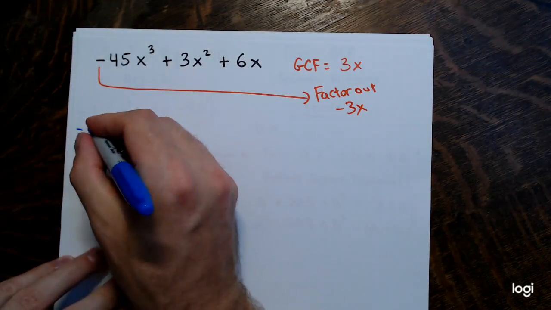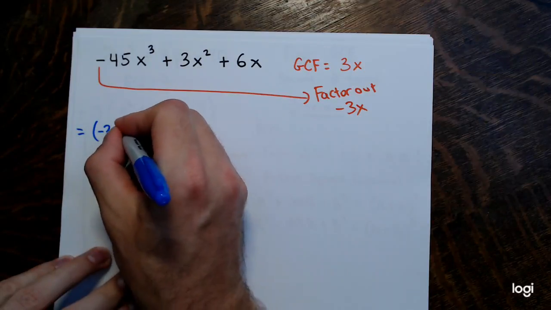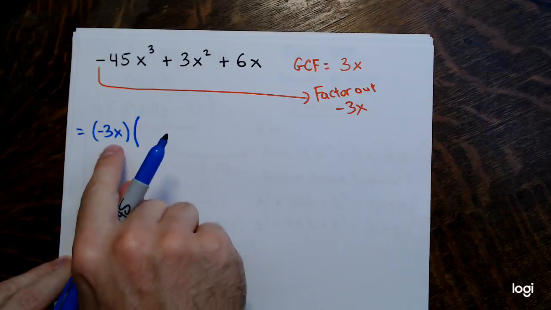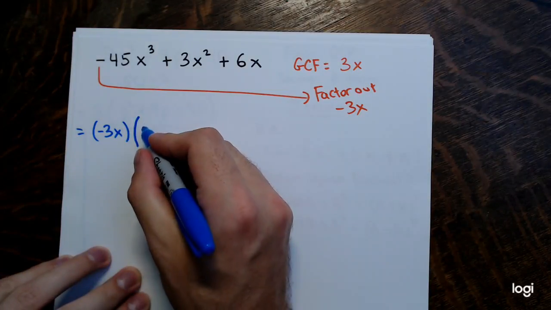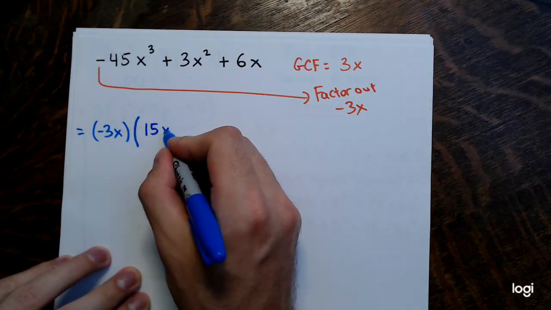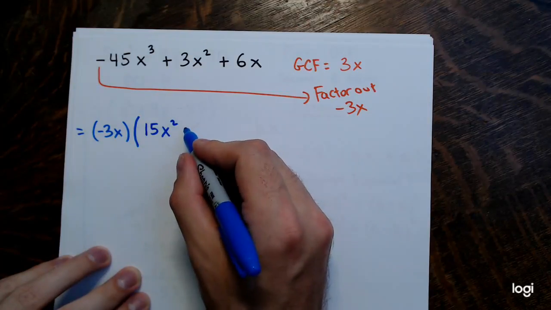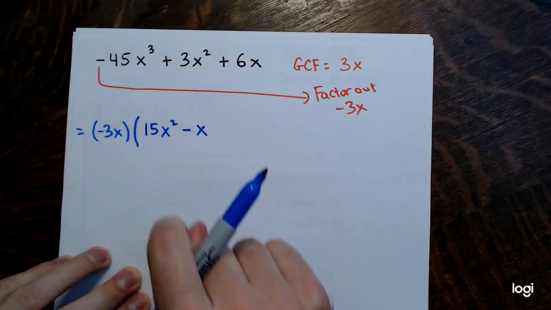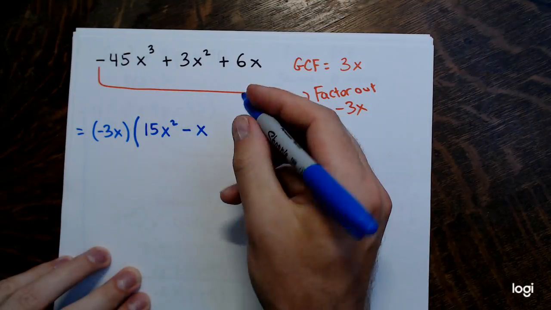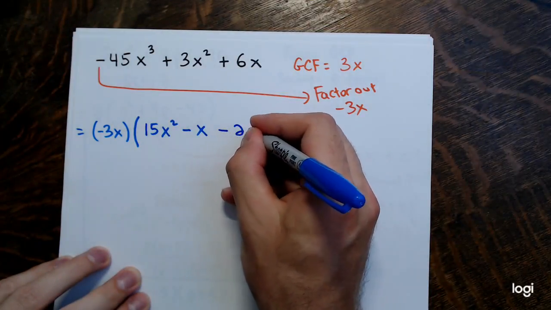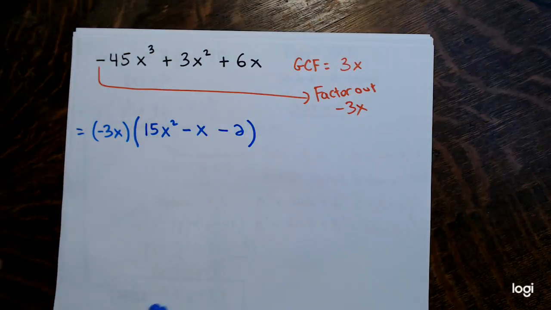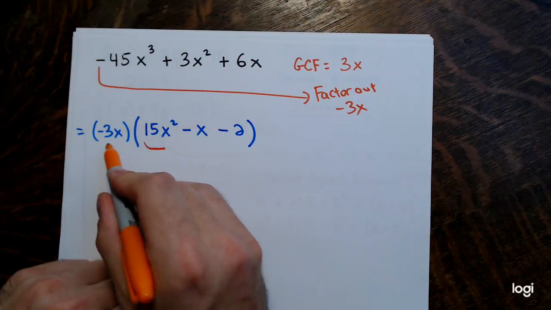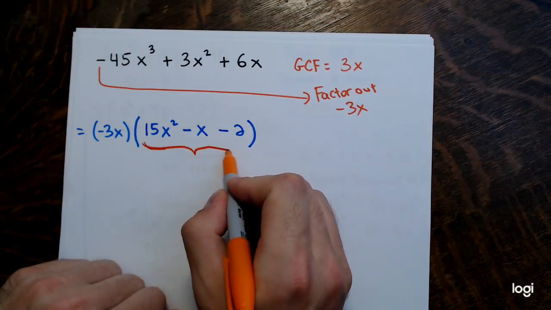All right, so let's do that. So here's negative 3x coming out. And when I remove this, what's left over in here would be what? 15x squared minus x. Right? Negative 3x times negative x would be positive 3x squared. And then minus 2. Okay. Got the GCF out, or the opposite of the GCF out. Great. And then we look at this.